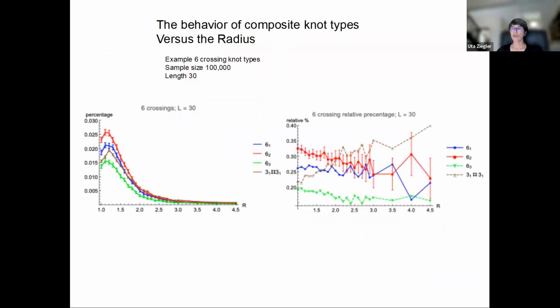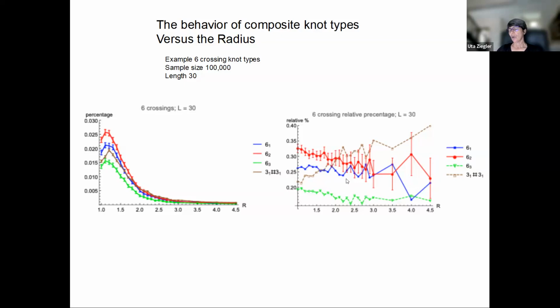So next, I'm going to look at the behavior of composite knot types versus the radius. We have a sample size of 100,000. We show knots 6-1, 6-2, 6-3, and then the composite knot 3-1, 3-1. On the left side, we show the percentage of those knots showing up. 6-2 is the one which shows up the most, then 6-1, then the composite, and then 6-3.